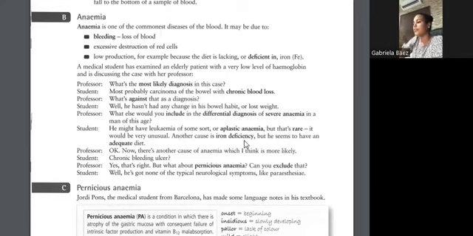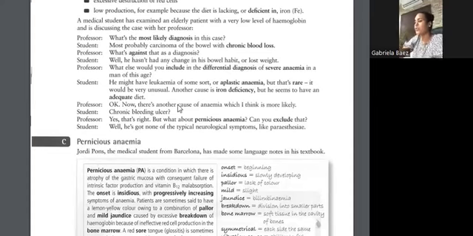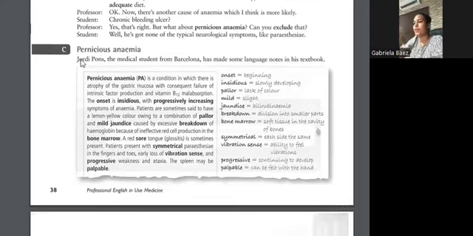Another cause is iron deficiency, but he seems to have an adequate diet. Okay, now there's another cause of anemia, which I think is more likely. Chronic bleeding ulcer? Yes, that's right. But what about pernicious anemia? Can you exclude that? Well, he's got none of the typical neurological symptoms. Pernicious anemia. Jordi Pons, the medical student from Barcelona, has made some language notes in his textbook.